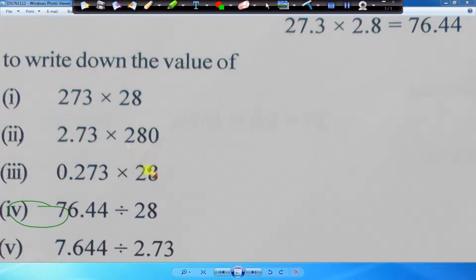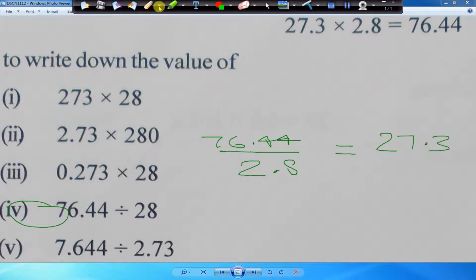Right, so 76.44 divided by 28. Let's look at the original question here. 76.44 hasn't changed. What would it normally be divided by? 2.8, isn't it? In the original question. And that should give us an answer of 27.3. If you rearrange the original value they gave you, let's see how we have to change that now. 76.44 stays the same. The 28 was originally 2.8. So how do we make 2.8 into 28?